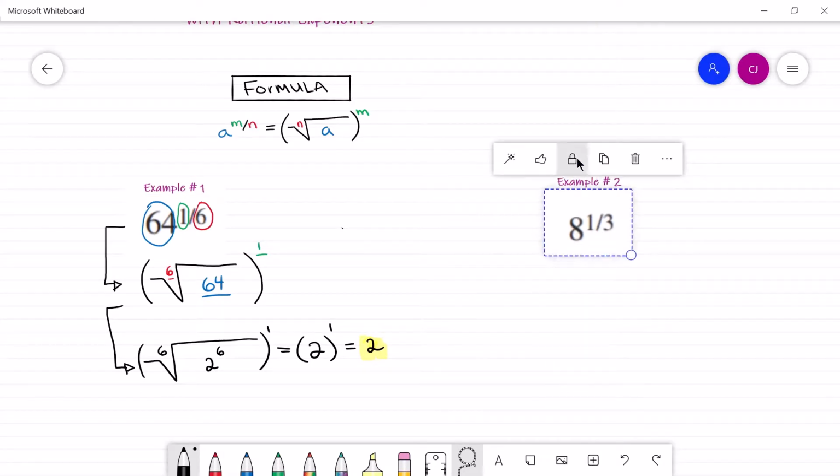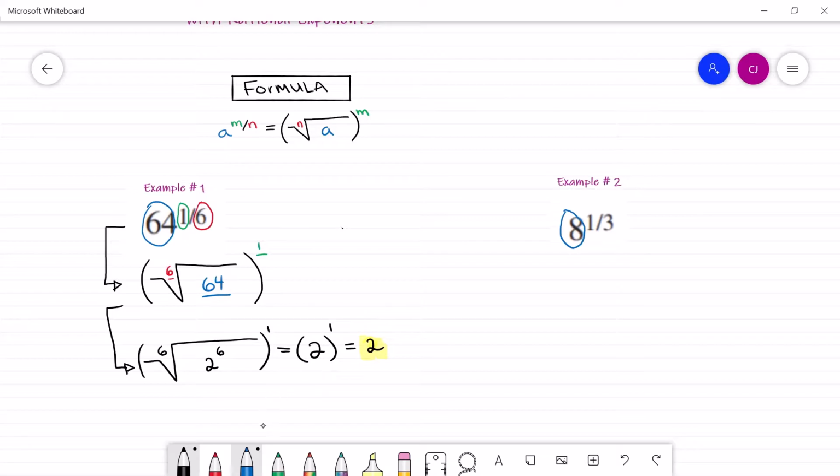All right, so now let's look at another example here. So following that same pattern, using the formula, I'm going to identify my a, which is going to be 8. I'm going to identify my m, which is going to be 1. And I'm going to identify my n, which is going to be 3. Okay, great. Now that I have my known values, I can then use the formula to rewrite this expression that is written as a rational exponent, I can write it as a radical.